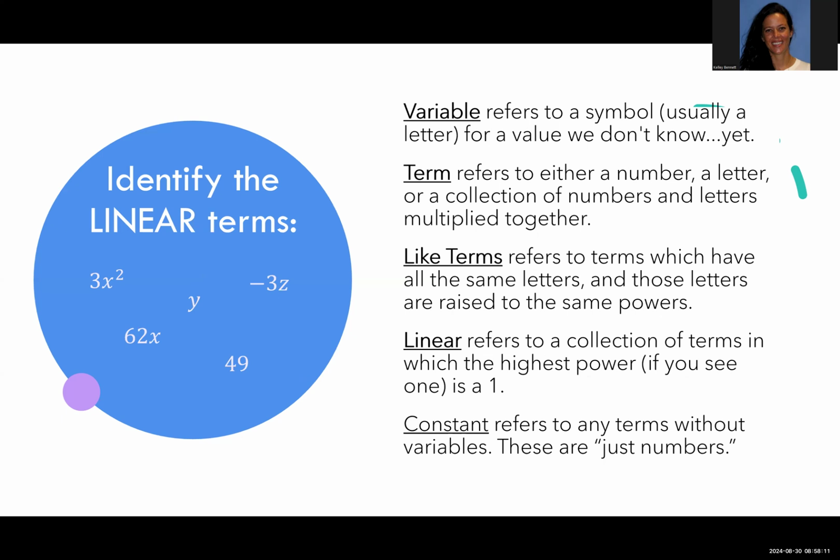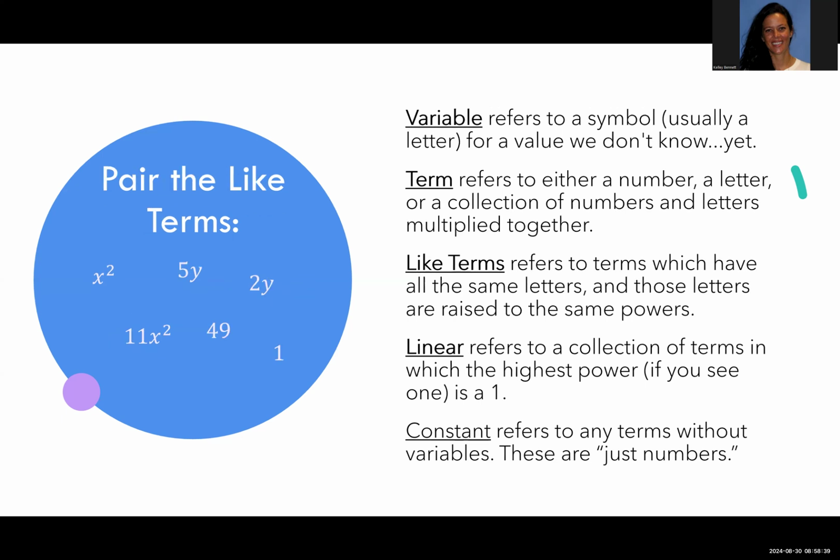Let's identify the linear terms here in this bubble. So if you identified 62x, y, and negative 3z, you are correct. Those are our linear terms. They don't have a power written on them, but if we were to write a power, it would be the power of 1.